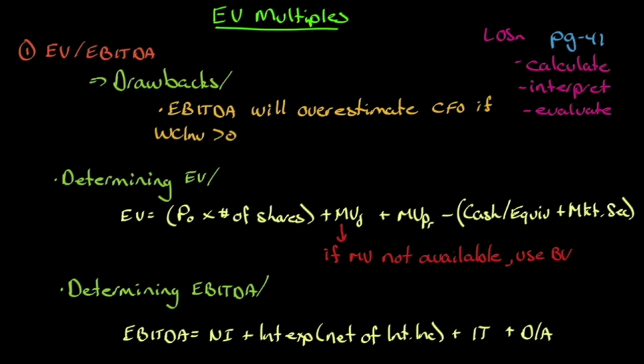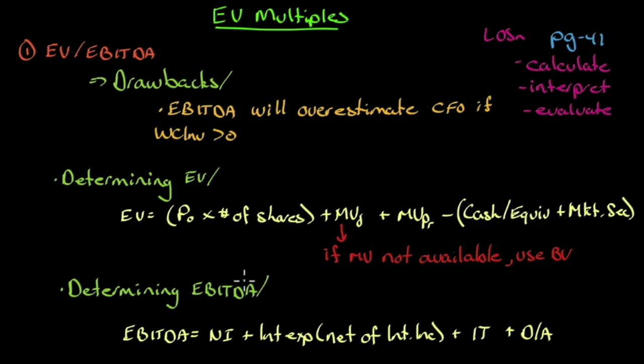So we talked about what enterprise value is. So how do we determine enterprise value? Well, we have a price per share and we can multiply it by the number of shares. Right away, we can see that enterprise value will change day to day. Depending on the market price of the shares, enterprise value will change. Plus the market value of debt, and if the market value is not available, we can use book value. Plus the market value of any preferred shares, minus of course your cash equivalents and any marketable securities.